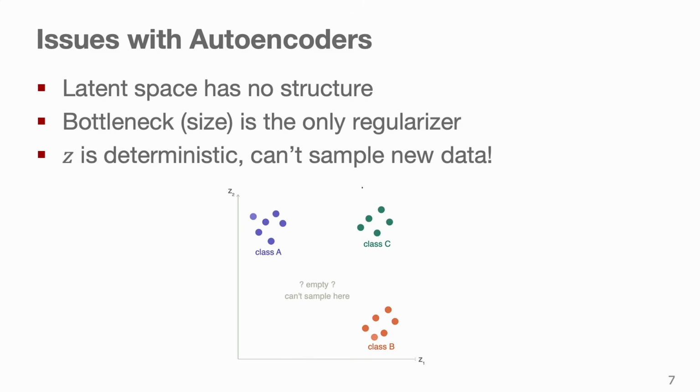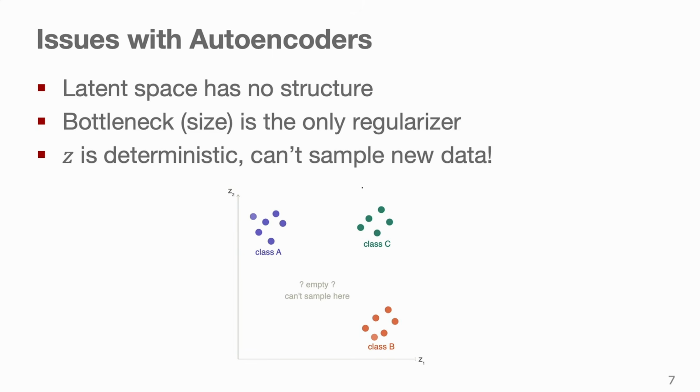So this naive autoencoder can compress data, that's true, but it has some limitations. First of all, the latent space has no structure, so the encoder can place clusters anywhere it wants. There's nothing enforcing any structure in the loss. And the second one is the only regularizer is the size of the bottleneck itself, right? So the dimensionality of the Z bottleneck is what constrains how much information can pass through, but it doesn't say anything about how this information should be organized.